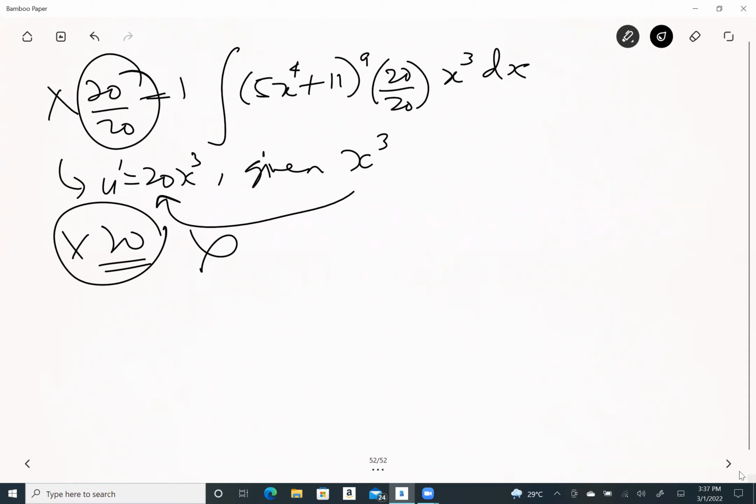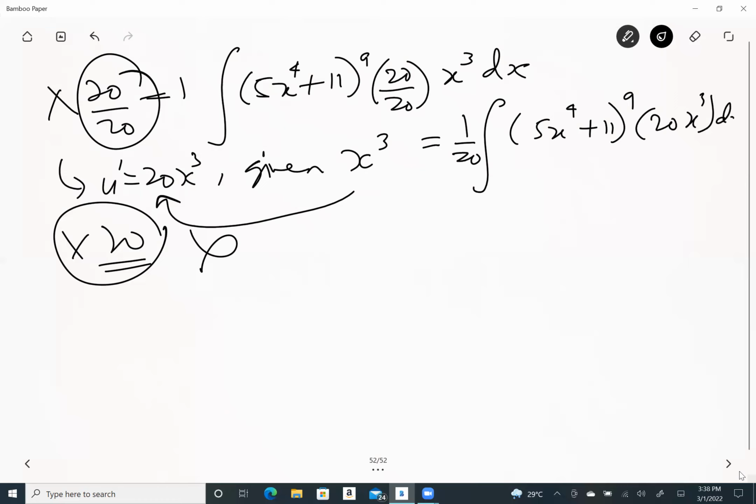Okay, so now you have 20x cubed. What you do is reshuffle the terms a little bit. That is equal to, you bring the 1 over 20, the denominator, outside. Then you have (5x to the power of 4 plus 11), everything to the power of 9, times 20x cubed dx. Now you have the form of the general power rule, which is U to the power of n, U prime dx.